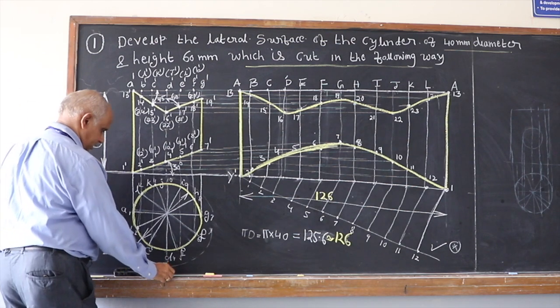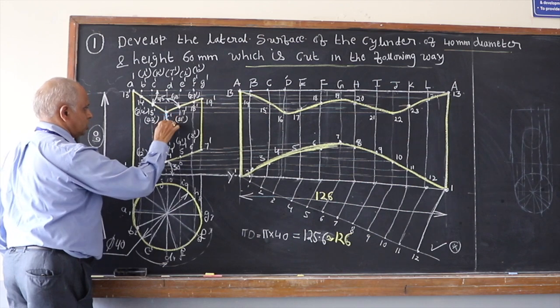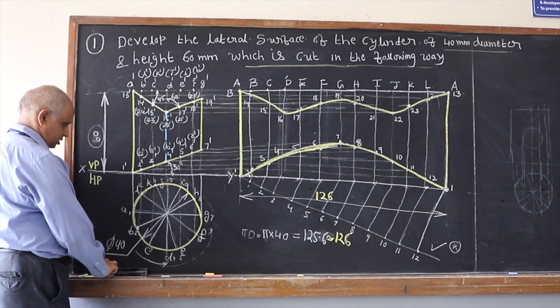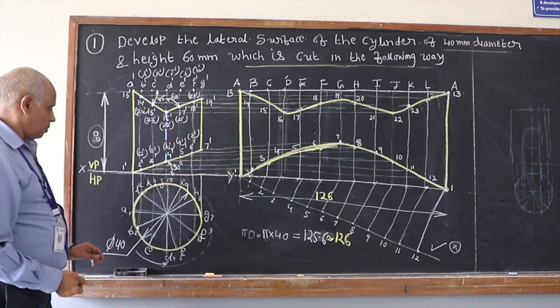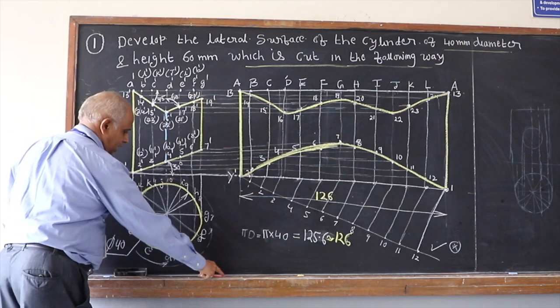And one more point that is missed out here is always represent axis with long, short, long, short, long, thin dash. That completes the development taken in problem number 1 under cylinders parallel line method.